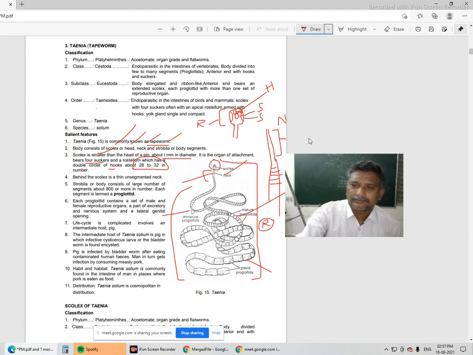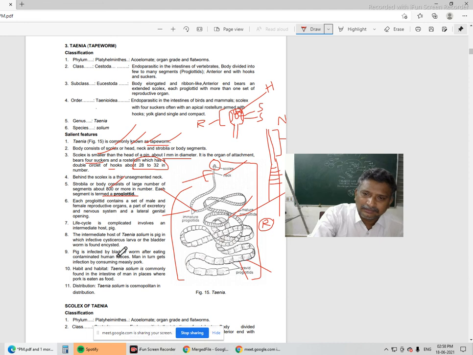Yes, strobila or body consists of a large number of segments, nearly 800. Each segment is termed a proglottid. So based on the nature of the proglottid, there will be 3 different kinds: immature proglottids, mature proglottids, gravid proglottids, depending on the condition and development of reproductive organs in their segments.